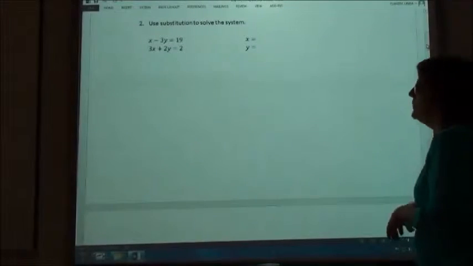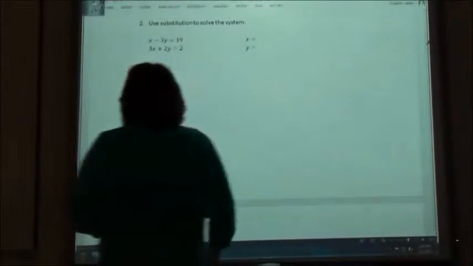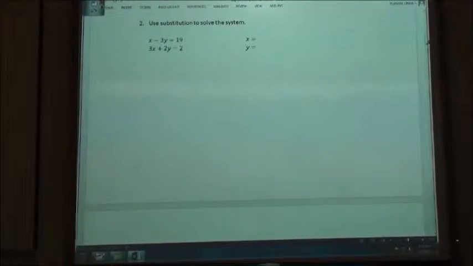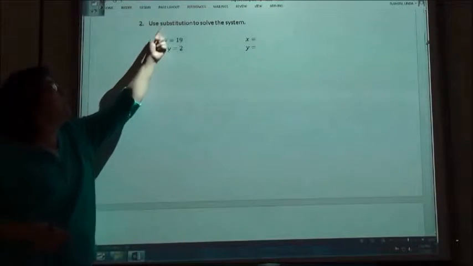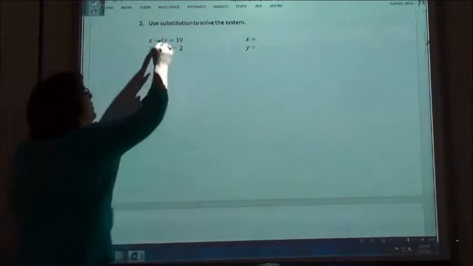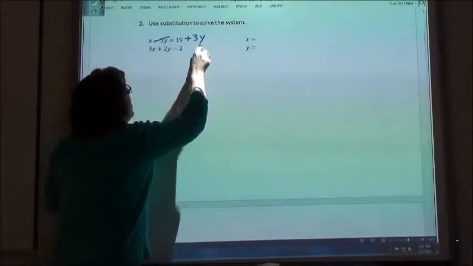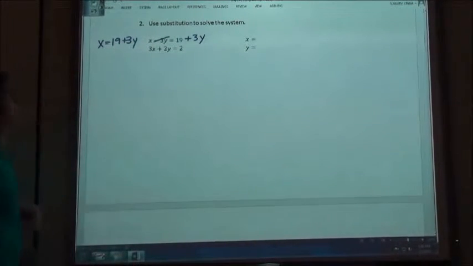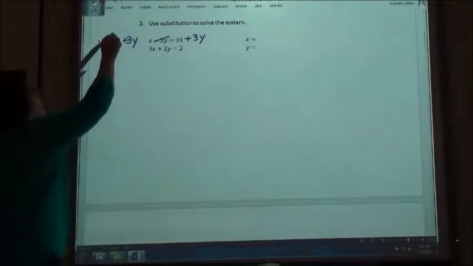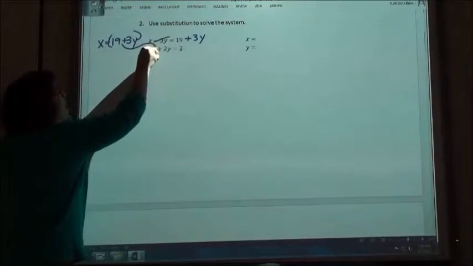Number 2 then. Now notice this one, it has x minus 3y equals 19 and 3x plus 2y equals 2. Neither equation is solved for x or for y, but it's easy to solve that top equation to get the x by itself. If I want to get the x by itself, I'm going to put the y on the other side, so I'm going to make it plus 3y. So now x equals 19 plus 3y. Now my equation is solved for x. So that means in the second equation, I'm going to replace the x with 19 plus 3y.